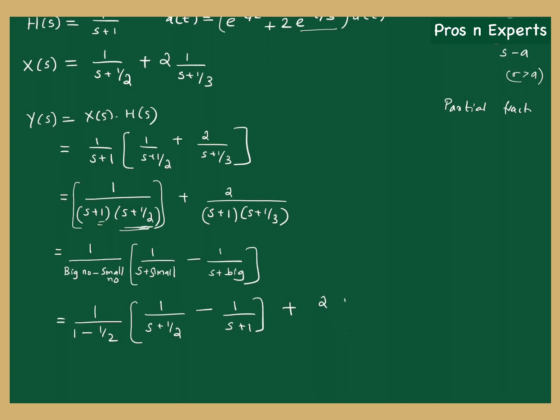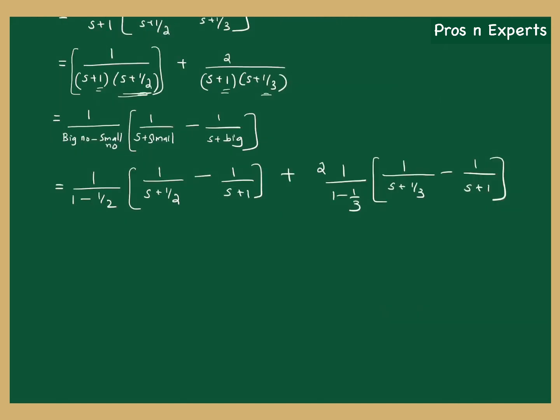Okay, 1 by big minus small, which is big minus small. We have 1 and 1 by 3 here, so 1 minus 1 by 3 into 1 by s plus small, s plus 1 by 3 minus 1 by s plus 1. Okay, now let us simplify. This is 1 by 1 minus half, which is 2, into 1 by s plus half, minus 1 by s plus 1, plus, what is 2 into 1 by 1 minus 1 by 3?